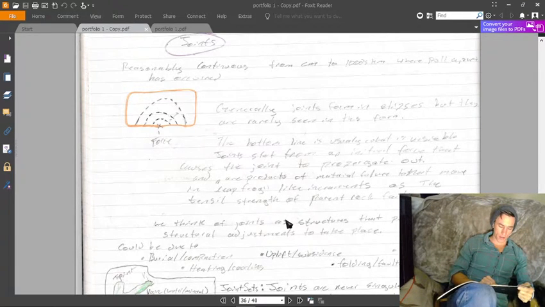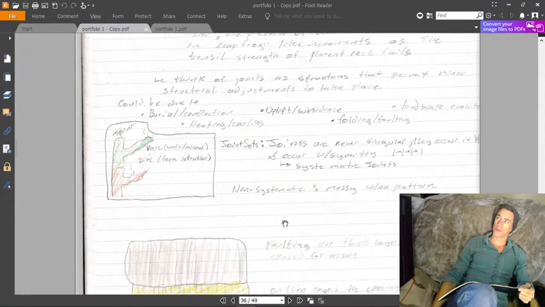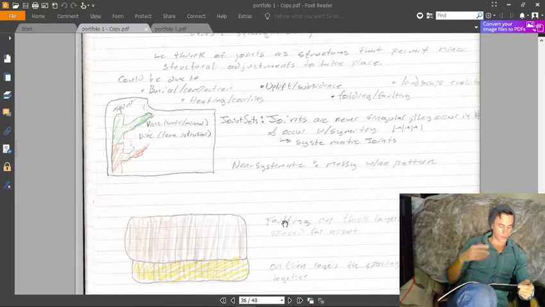They're from internal force, and they propagate out and they leapfrog from one to the next. So yeah, pretty much what I was talking about. And they could be due to burial and compaction, heating and cooling, uplift and subsidence, or folding and faulting, or landscape evolution.